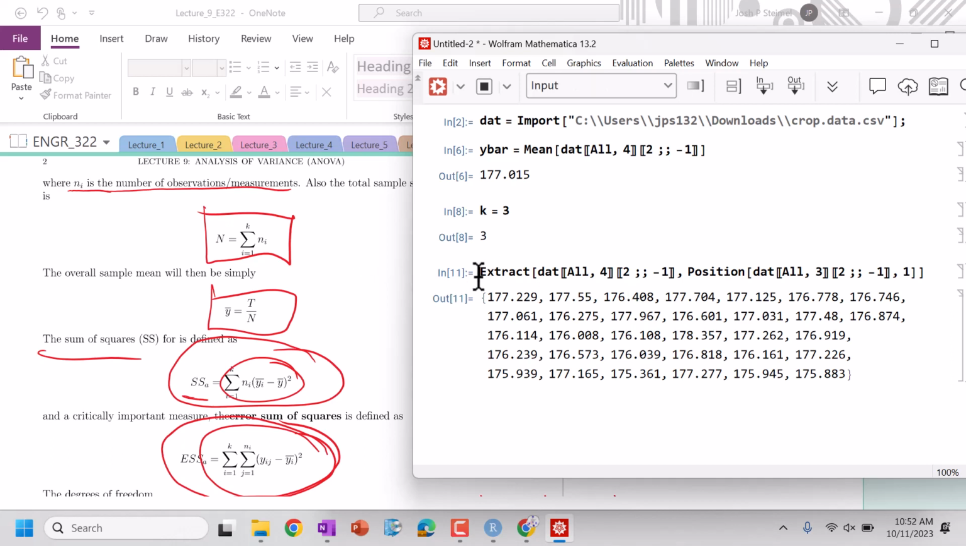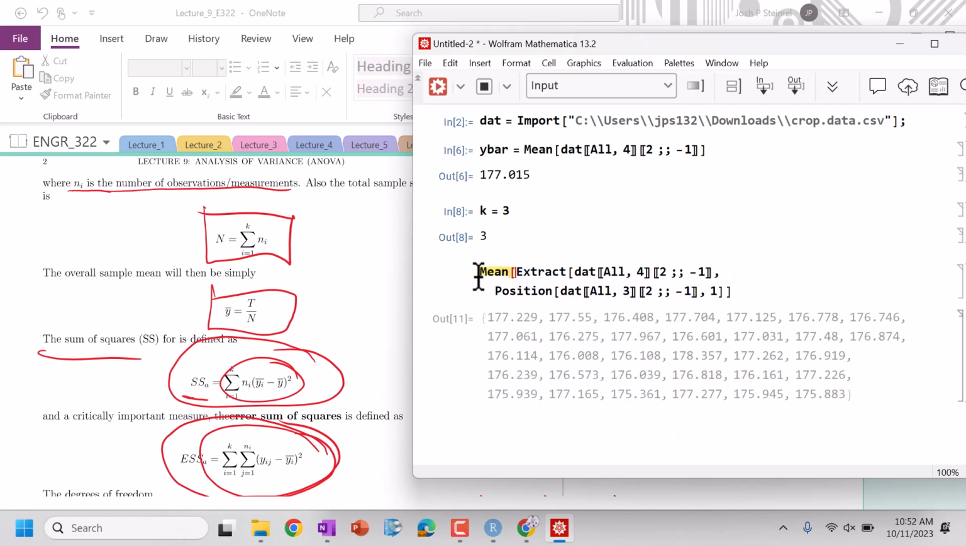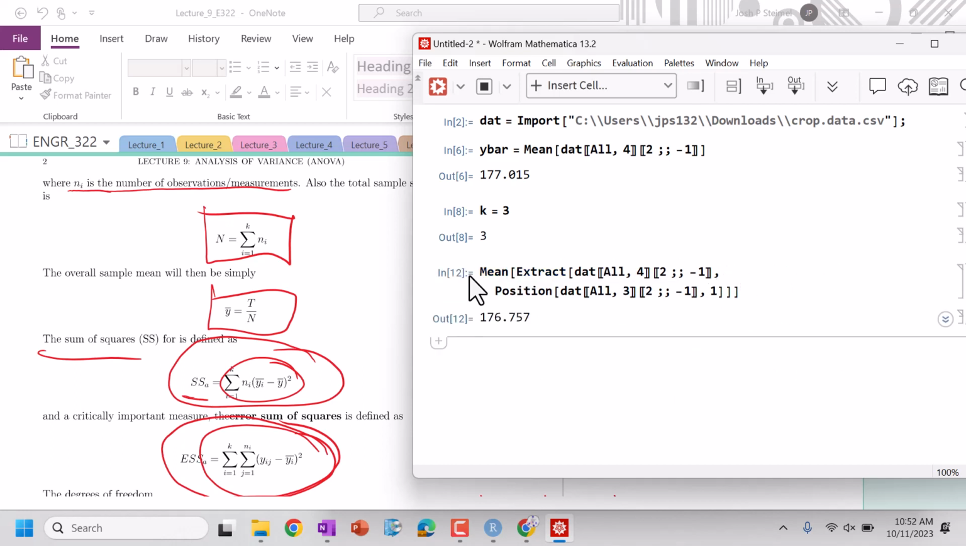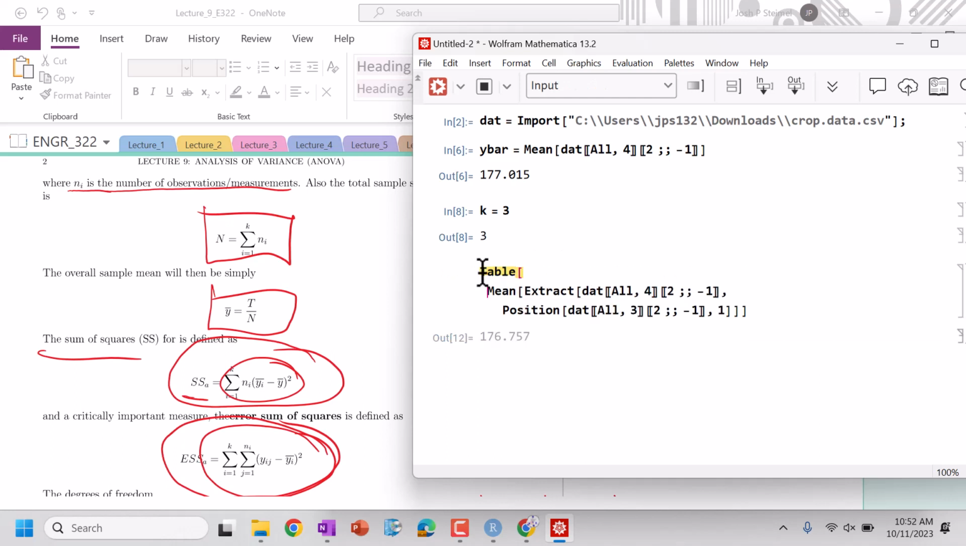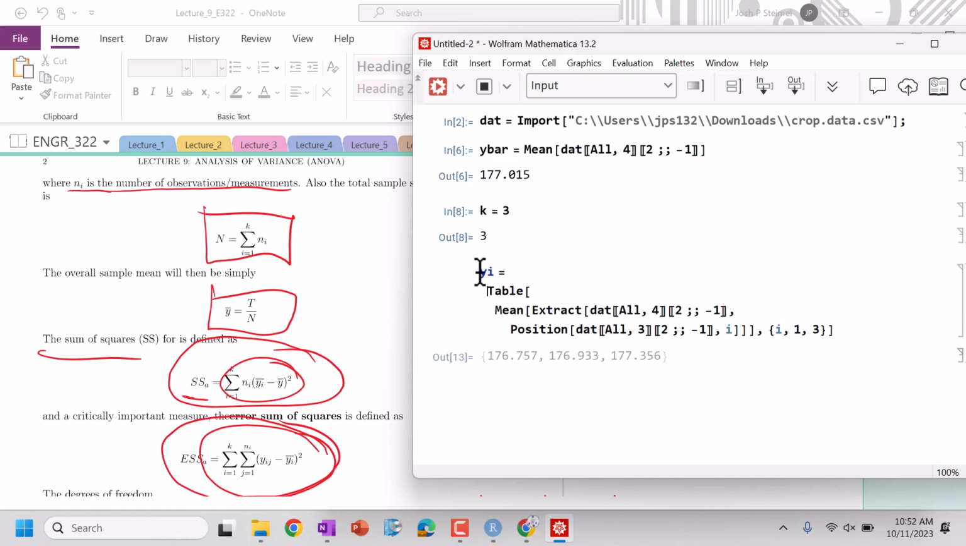So now I can calculate the mean of each of my Y sub i's. So that would be my Y sub i for the first condition. And I'm just going to loop this for i from 1 to the length of, there's 3 conditions. So this is my Y sub 1, Y sub 2. So these are all my Y sub i's.